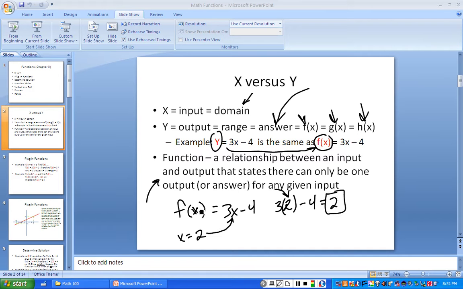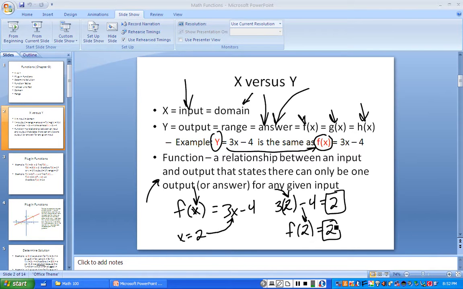So if I plug in a 2 for x, then the way I write it is f of 2 equals 2. So again, I replaced x with 2. Instead of f of x equals 3x minus 4, I now have f of 2 equals 2 based on plugging in the number 2. I plugged in 2, x is my input, and I got an answer of 2. The answer is my y, or my f of x.